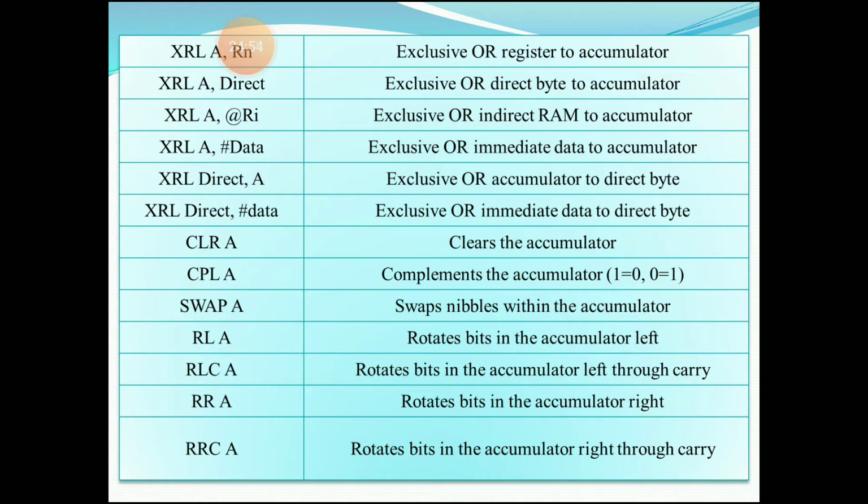The rotate instructions are RLA, RLCA, RRA, RRCA. These 4 instructions perform rotate operations on the content of the accumulator, through carry or without carry, either left or right. The instruction RLA rotates the bits of the accumulator to the left. RLCA rotates the bits of the accumulator left through the carry flag. RRA rotates the bits of the accumulator to the right. RRCA rotates the bits in the accumulator right through the carry flag.